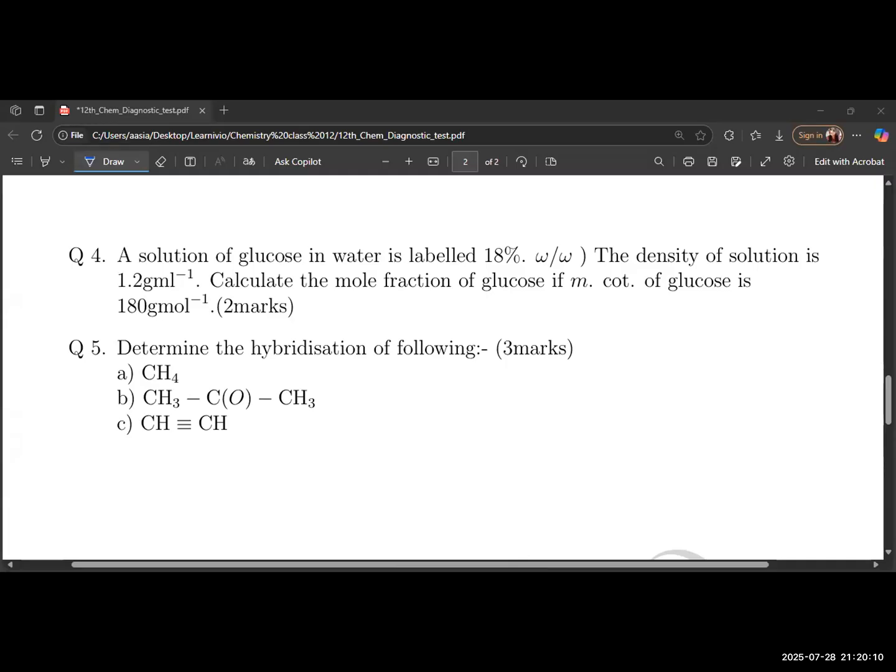Fourth question: the solution of glucose in water is labeled at 18% weight by weight, and the density of the solution is given. Calculate the mole fraction of glucose if the molecular weight of glucose is 180 gram per mole. Right, so basically, you have to calculate the mole fraction. Just check if you are able to solve this question or not. If not, then just jump to the next question, the fifth question. Okay.